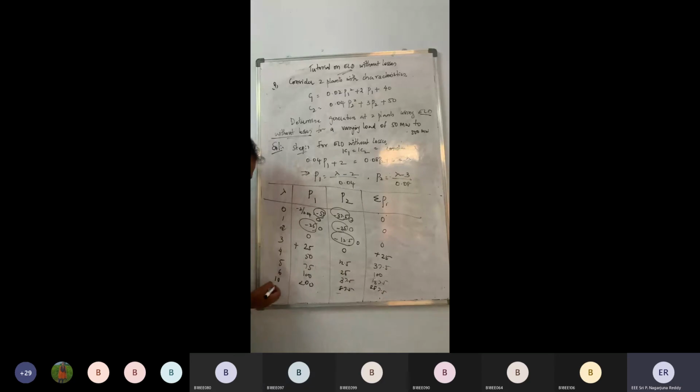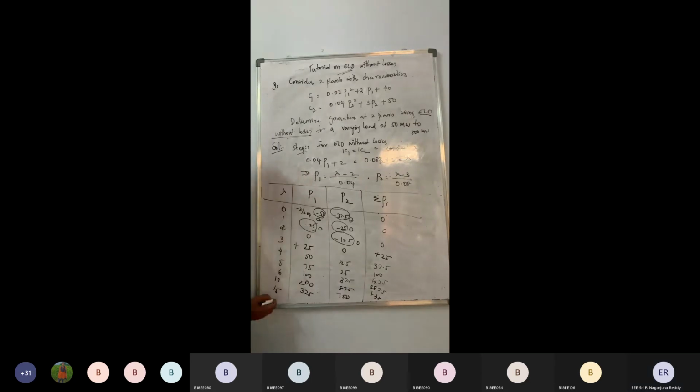Now I'll go with 15. I'm slowly increasing my steps. If it is 15, what is going to be the value? 325. Yes, sir. Right. So 325. Now what about this one? 150. So the final value is going to be 475.